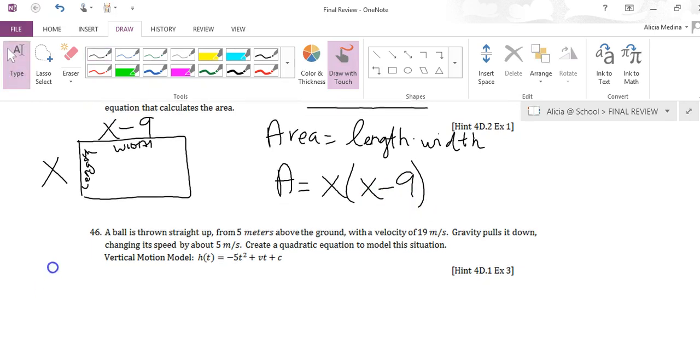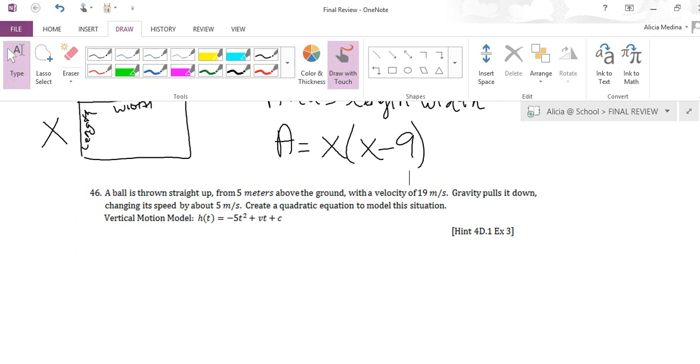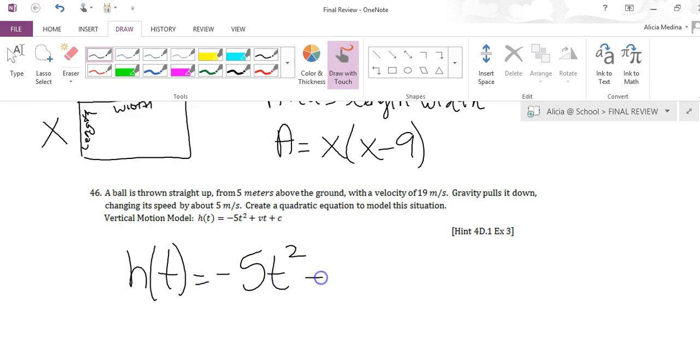Number 46, a ball is thrown straight up from 5 meters above the ground with a velocity of 19 meters per second. Gravity pulls it down, changing its speed by about 5 meters per second. Create the quadratic equation to model its situation. So for 46 here, we have that same setup. We are going to start with what we have in our equation of h of t equals negative 5t squared. We don't know what the time is, but we do know what the velocity is. Our velocity here is going to be 19 meters per second. So I'm going to plug in that 19t.